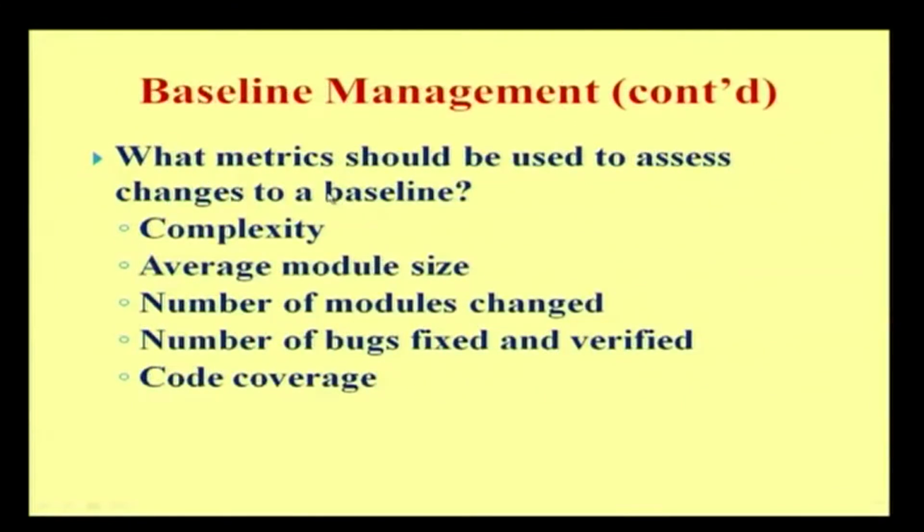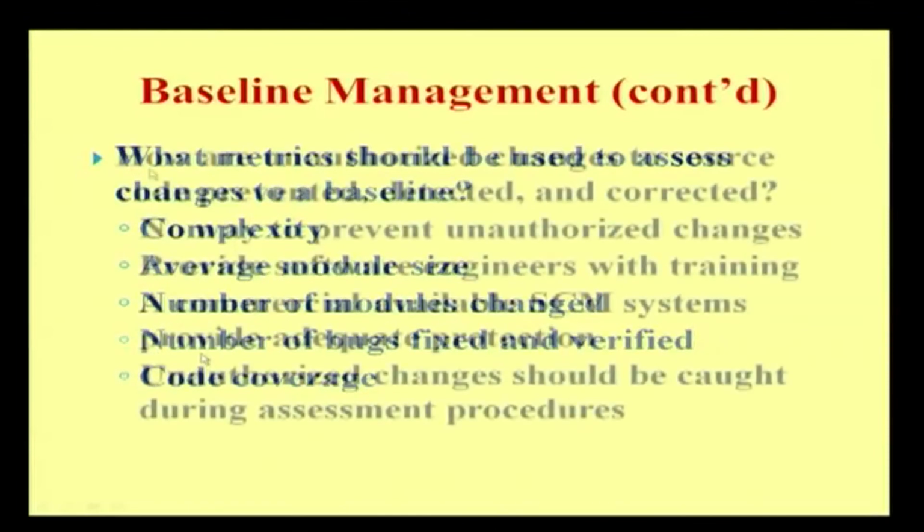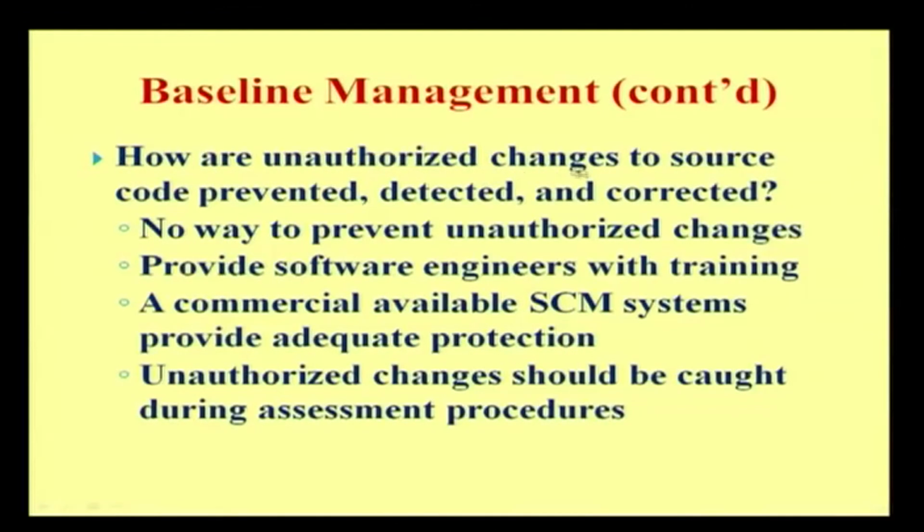As baseline management, what metrics should be used to assess the change to a baseline? One is the complexity, average module size, number of modules that got changed, number of bugs fixed and verified, and the entire code that is to be covered. How are unauthorized changes to source code prevented, detected and corrected?